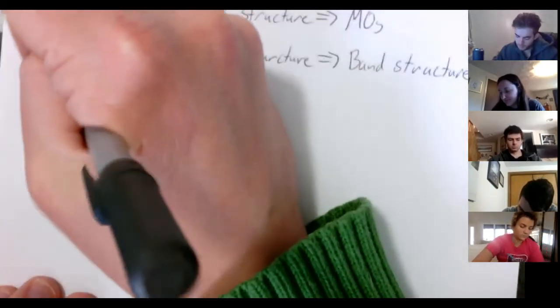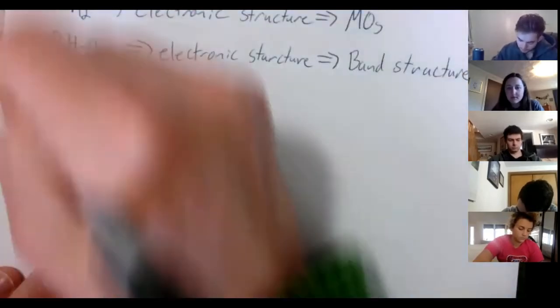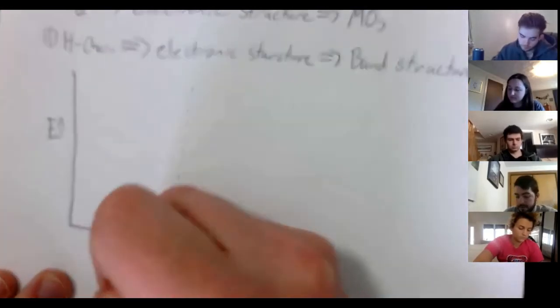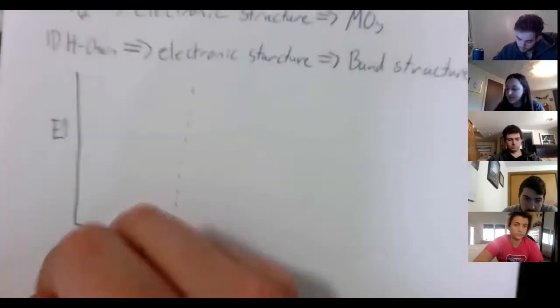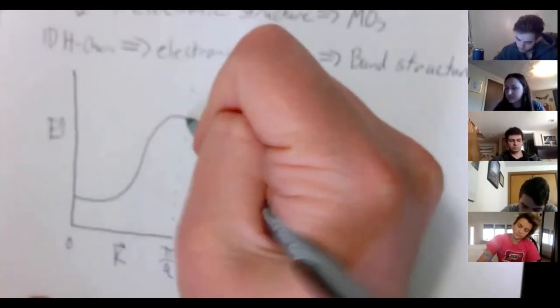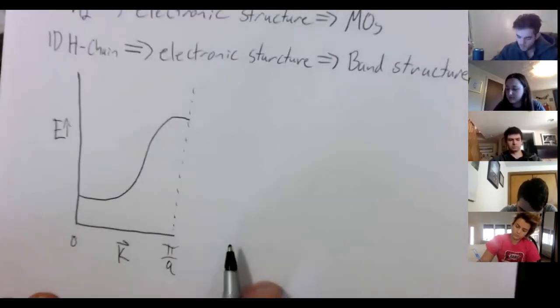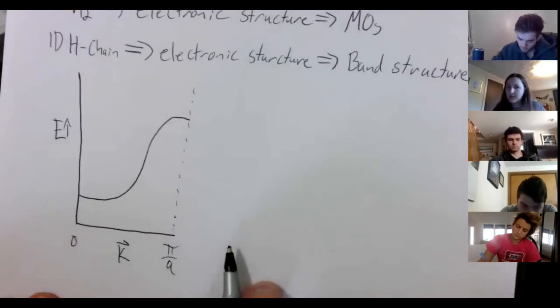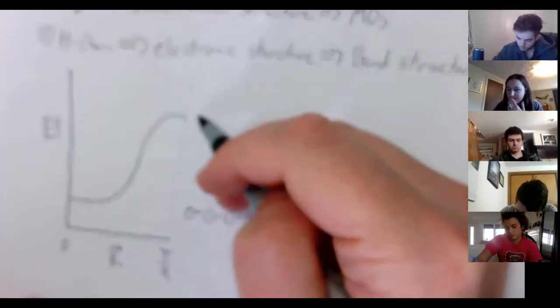Okay, so let's plot this. We remember what the 1D hydrogen chain looks like for its band structure. Got E, k, and what's k go to again? Zero. Ray. Yep. And it looks like that. Where are the bonding orbitals? In the bottom half. Yep. So these are what the Bloch functions look like. What about up here? They're out of phase.